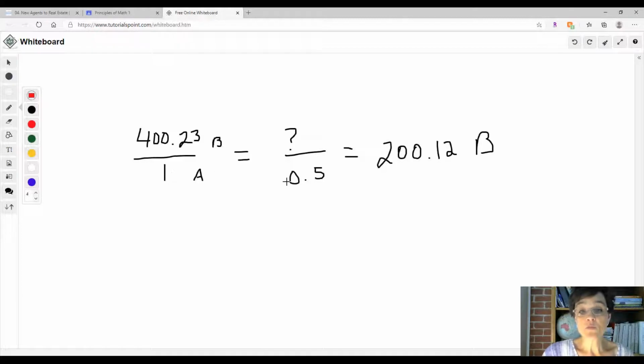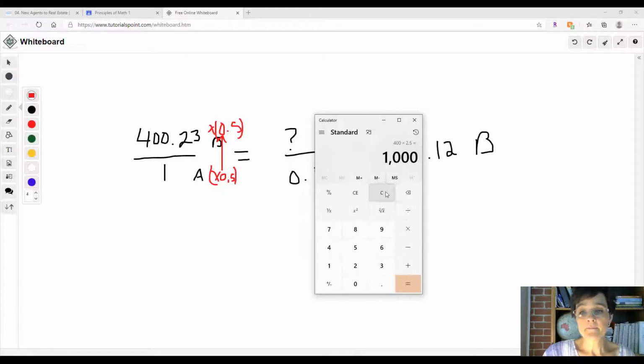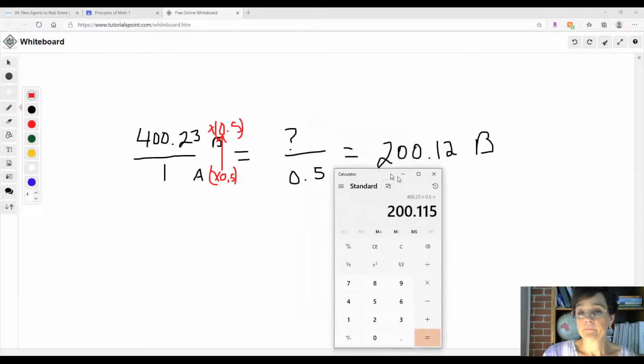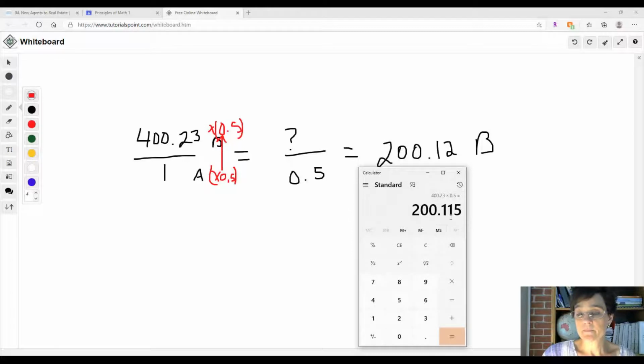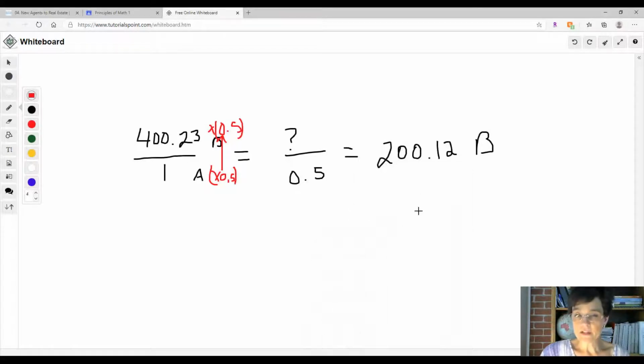So 1 times what gives you 0.5? Right? So whatever happens down here has to happen up here. So I have to multiply by 0.5. Everything has to be multiplied by the same things. So then, to get this answer, it would be 400.23 times 0.5. So you get that. They just rounded this. Okay? These are equivalent fractions.